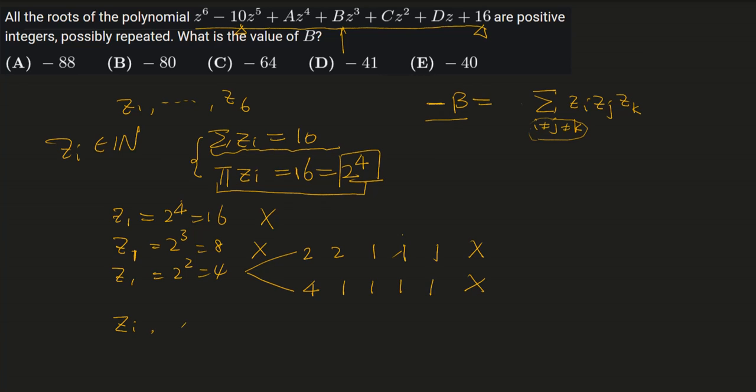Therefore, the zi for i equals 1 to 6 have to take values from 2, 2, 2, 2, 1, 1, right? 4 2's and 2 1's. And let's check this. Do they add up to 10? Yes, they do add up to 10, right? Therefore, we know that out of the 6 roots, 4 of them are 2's, and 2 of them are 1's. Then let's come back to this formula for b.